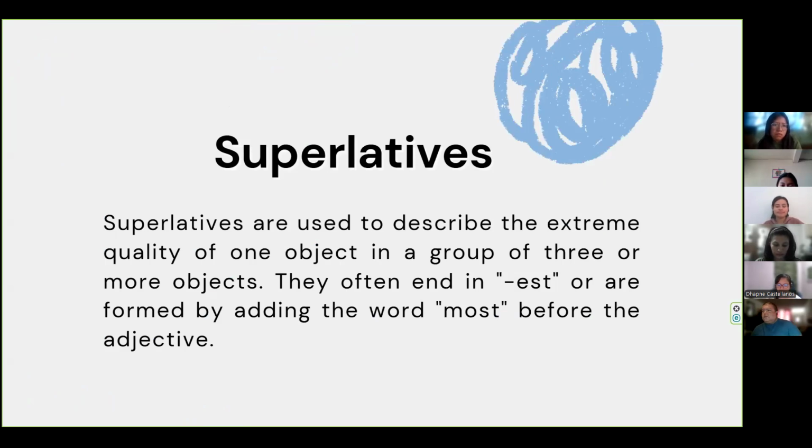All right, so let's continue our presentation with superlatives. Superlatives are used to describe the extreme quality of one object in a group of three or more objects. They often end in est or are formed by adding the word most before the adjective. And we have some examples.